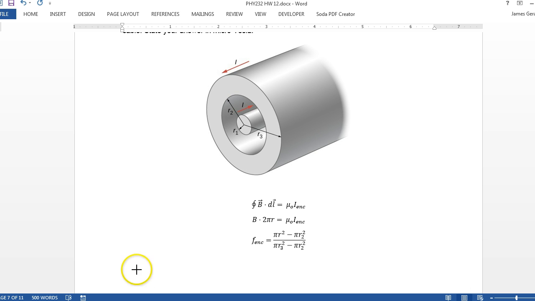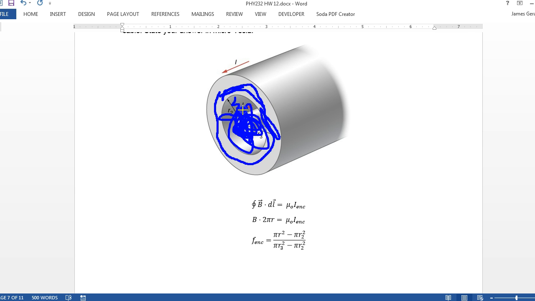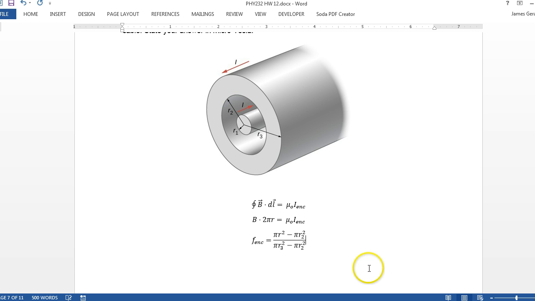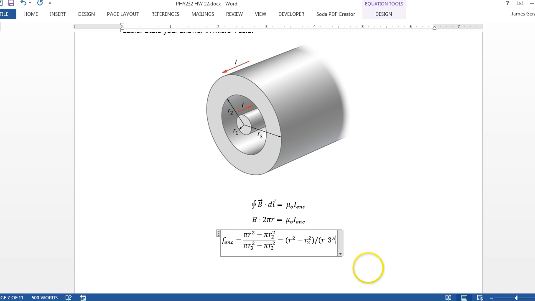Get some drawing tools up here. The area of a circle of pi r squared, call that a circle, minus the bit in the middle, because that's not part of the conductor, divided by the whole area all the way out to the outer ring minus pi r2 squared. And of course you can see the pi's all cancel out, and so this just ends up being r squared minus r2 squared divided by r3 squared minus r2 squared.